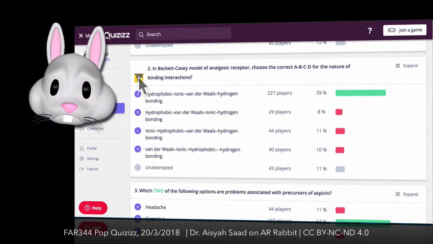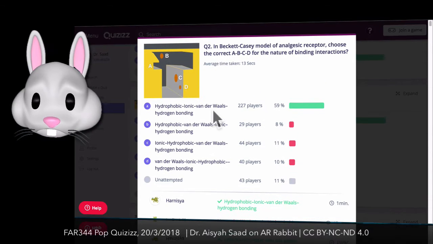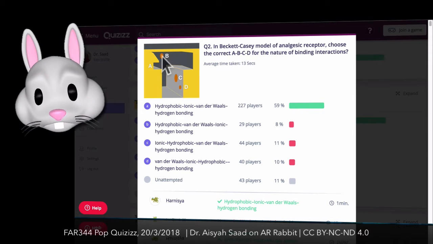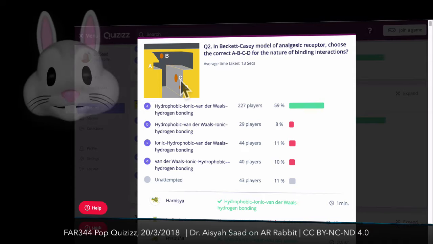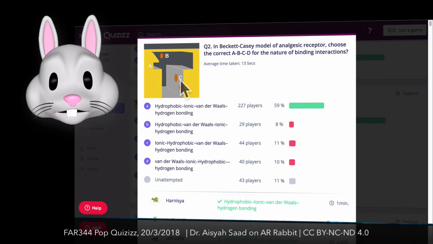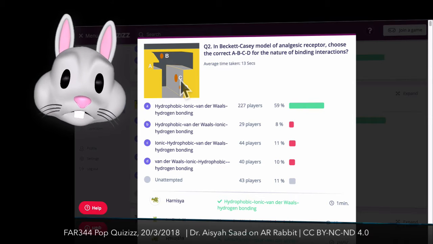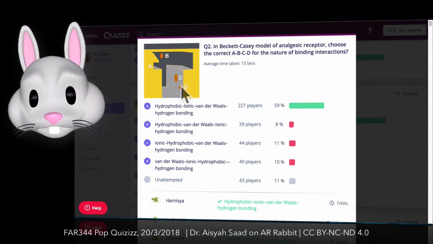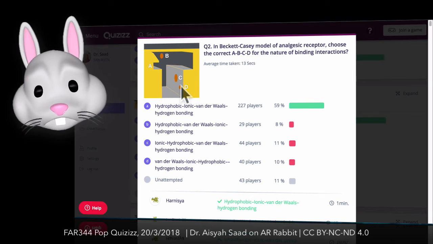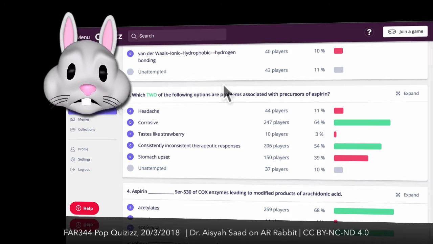Okay, and then the second one, if you have a look at the Beckett-Casy analgesic model of opioid receptors, make sure that you know that A is hydrophobic, B is ionic at the back of the receptor, C is van der Waals, and lastly D is hydrogen bonding. And make sure you know the functionality that binds to these binding sites on this model.